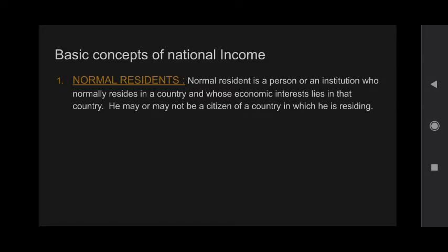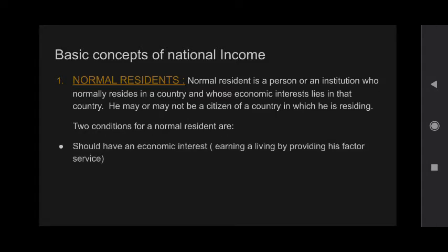Okay. Now, other concepts of national income, talking about normal residents. Now, normal resident is basically a person or it can be any institution who normally resides in a country, that is, lives in a country, and the economic interest also lies in that country. So he may or may not be a citizen of country in which he resides. Now, there are basically two conditions which are meant to be fulfilled to be known as a normal resident.